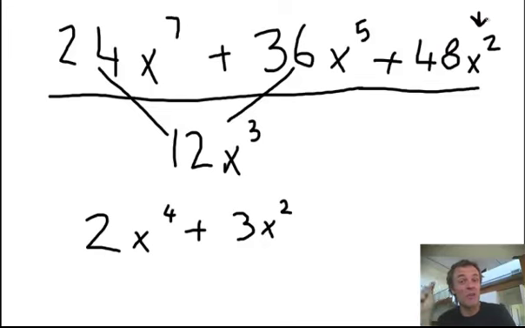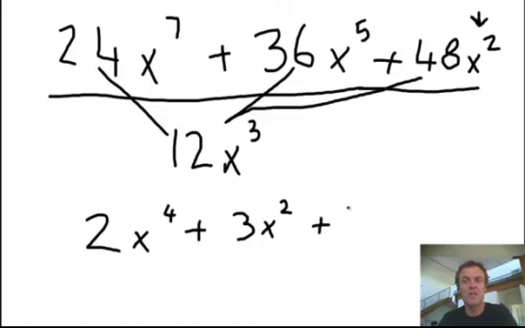So I'll just keep on running. The first two are fine. The 2x4 plus 3x squared comes from the first two. Let's go on to the 48x squared. We'll do the same thing. What's 48 divided by 12? So plus 4. But now look at this, okay?